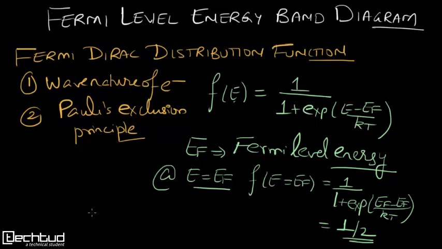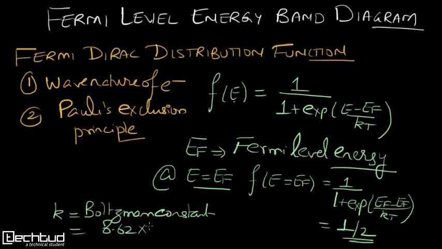Here k is the Boltzmann constant, and its value is 8.62 times 10 to the minus 5 electron volt per Kelvin. This is the unit that we are going to use. There is one more unit, joule per Kelvin, but it is not required for our case, because generally we write energy in terms of electron volts.